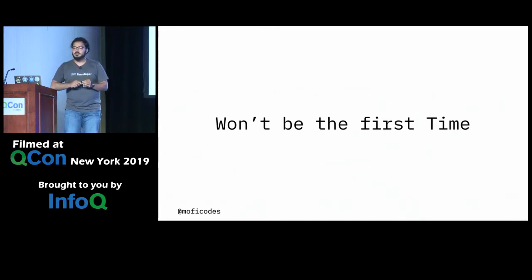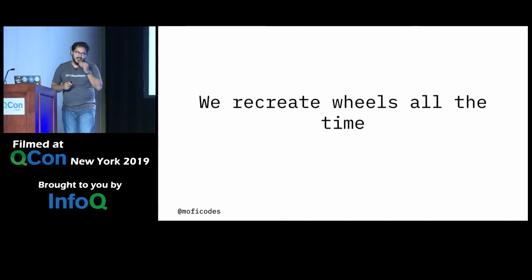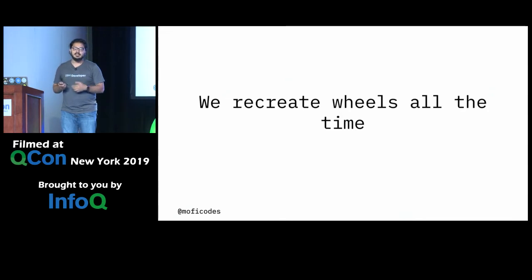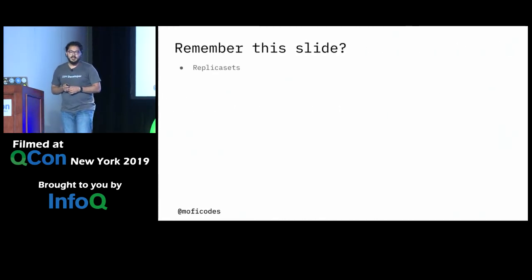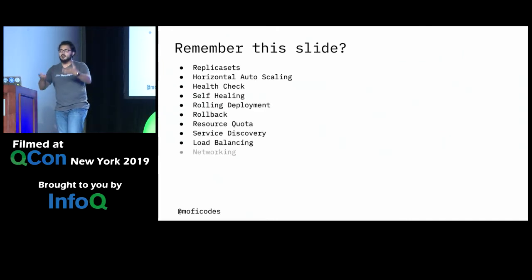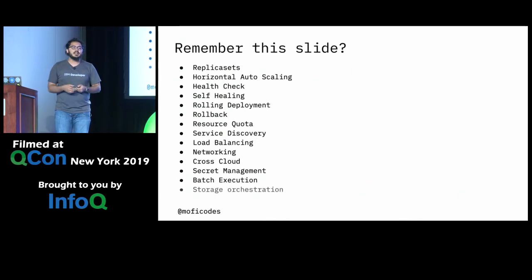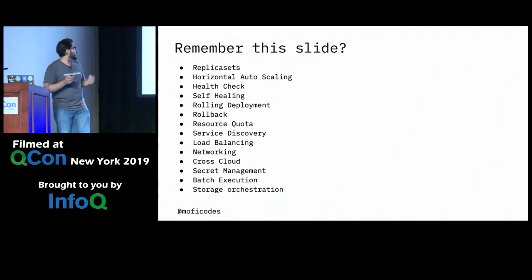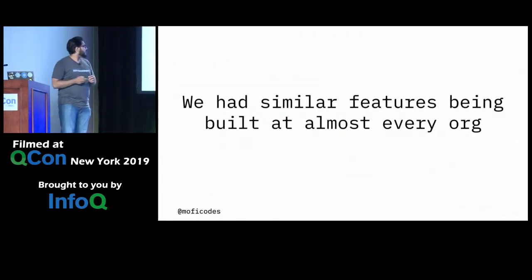But before then, we still built applications. And we recreated wheels all the time. Like every organization did their own things for handling all the things Kubernetes gives you now. If you remember this particular slide a couple of slides ago, all these different things Kubernetes gives out of the box, we had similar things being built at every organization to some degree. Maybe as code instrumentation or as scripts, or maybe even as some hardware level checks to get all these different things.